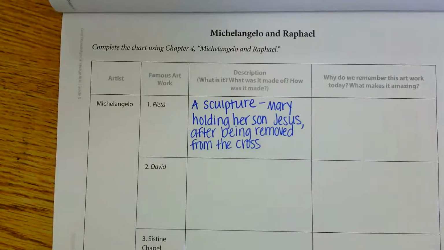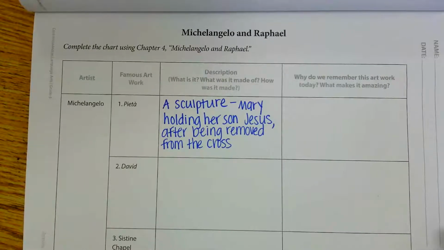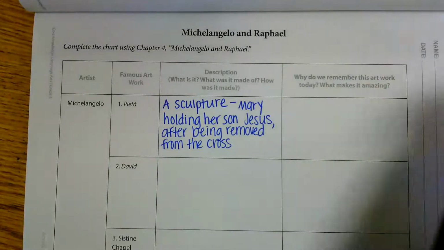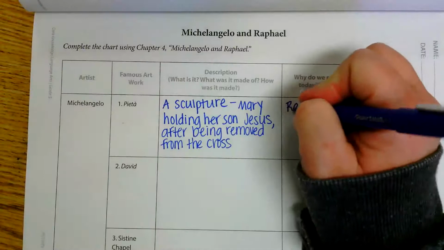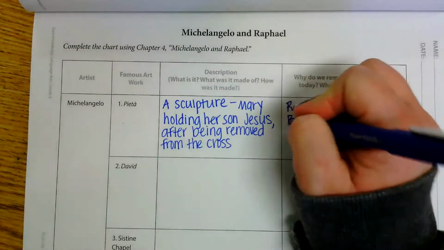So going on to the next column, why do we remember this artwork today and what makes it amazing? The biggest things that we can take from the chapter is the realism. It is very realistic, and its beauty.